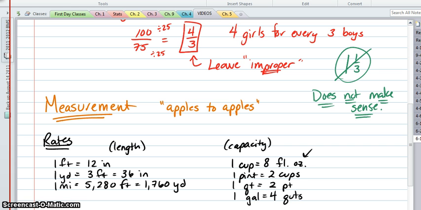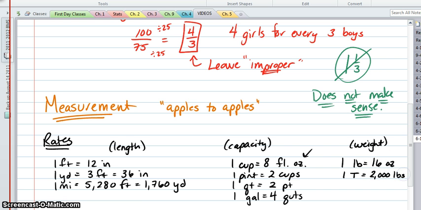So those are good to know. And also, let's just go ahead and talk about weight and mass. If you don't have enough space here, you can just move down. But for weight, basically we want to know that 1 pound is equal to 16 ounces. So 1 lb equals 16 oz. And 1 ton, that's a capital T, a whole ton, is 2,000 pounds.